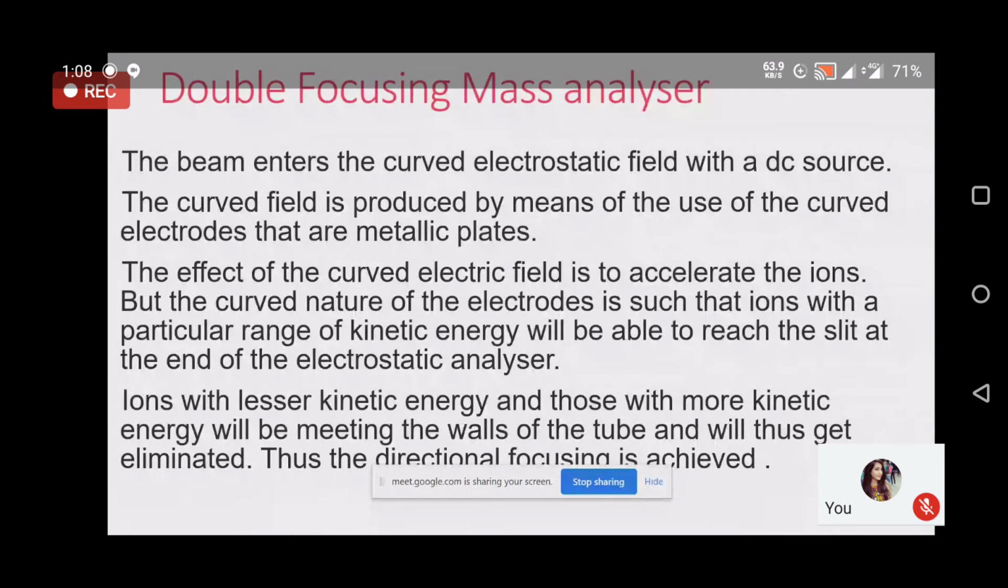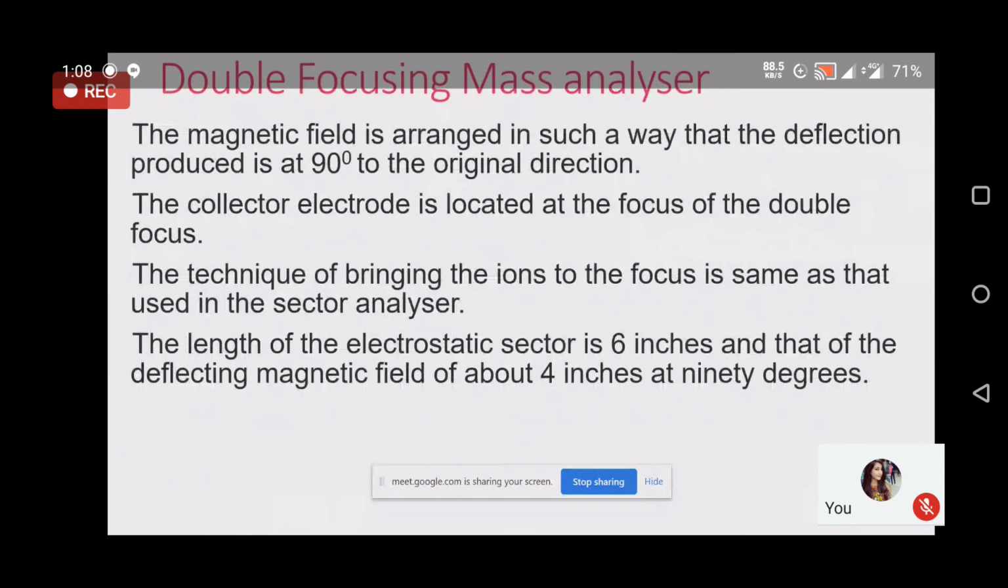Since it is a definite directional path followed by the ions, it is called directional focusing. But actually, this directional focusing is achieved by using what you call velocity focusing. You are allowing a particular velocity to move undeflected on that path and reach the slit. Correct? The magnetic field is arranged in such a way that the deflection produced is at 90 degrees to the original direction.